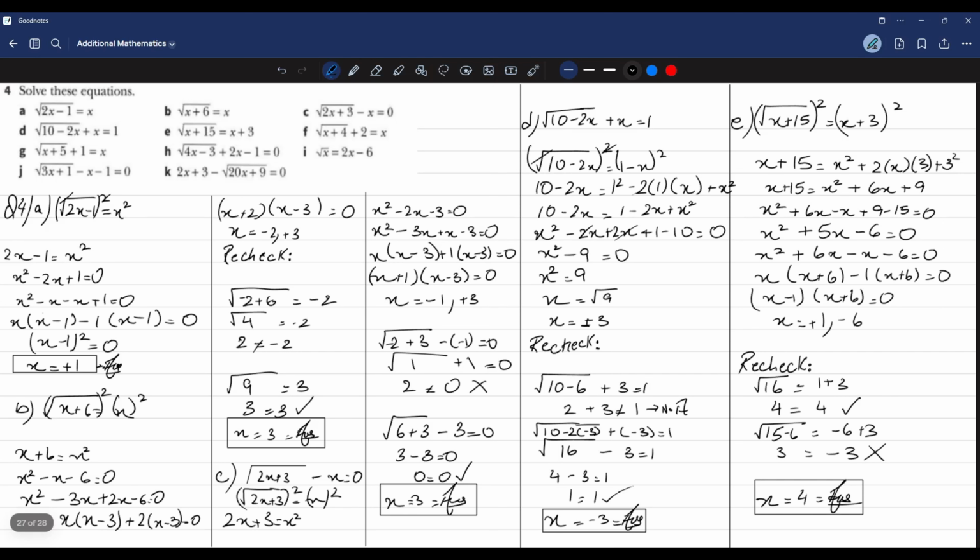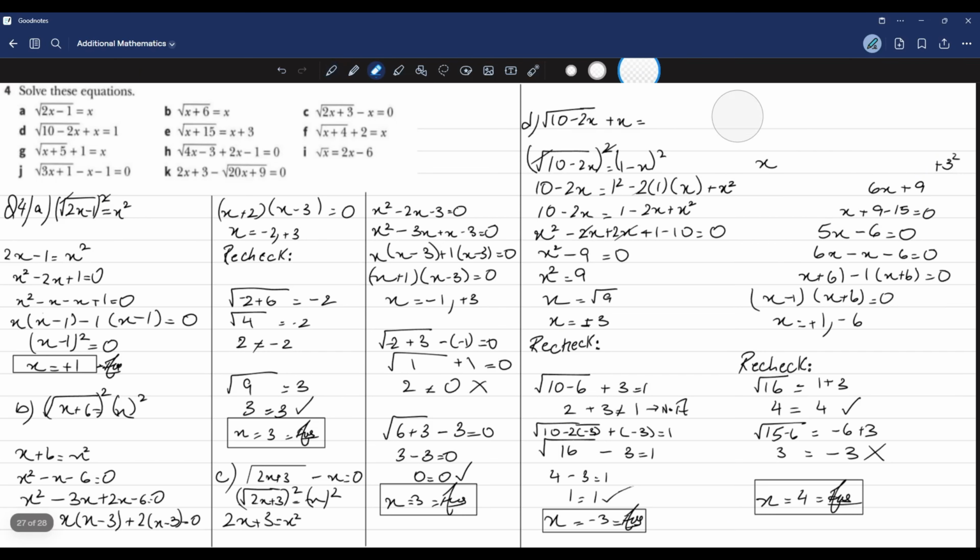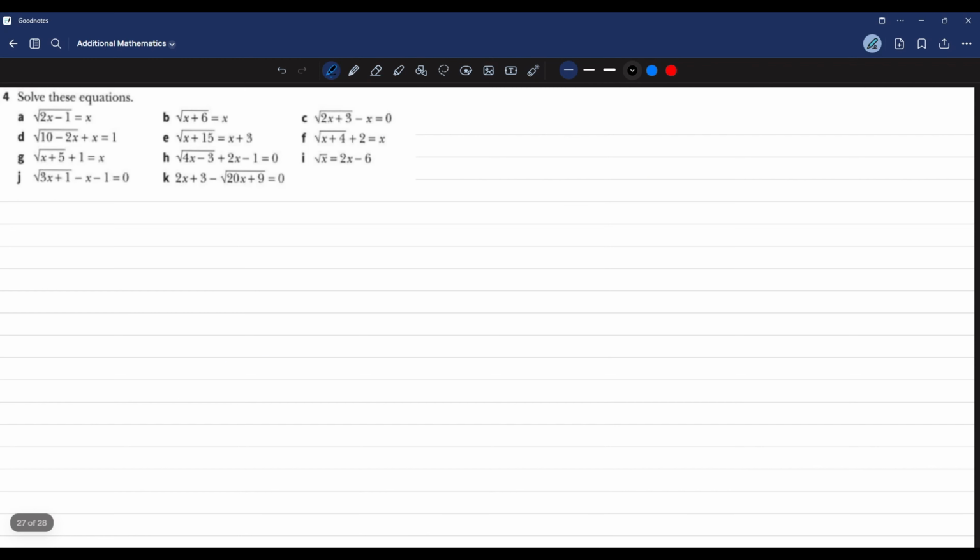Okay, so this is it for part E. Let me just erase this. Okay, for part F, we have under root x plus 4, plus 2 is equal to x. So basically what we're going to do is say under root x plus 4 is equal to x minus 2.